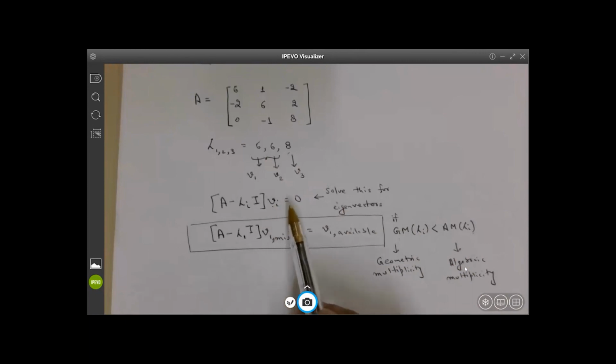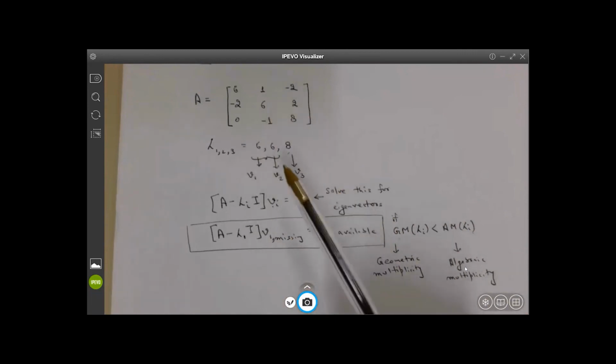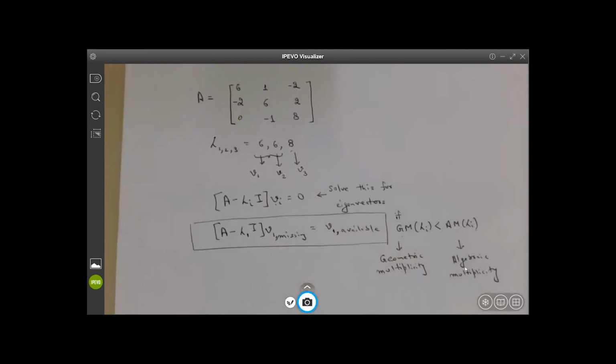If I can extract as many independent eigenvectors as the number of eigenvalues, then geometric multiplicity will be the same as algebraic multiplicity. But for this example, we saw that we only get one independent eigenvector. We cannot get 2. So the geometric multiplicity for 6 is 1, and the algebraic multiplicity is 2. That means one eigenvector is missing, and we use this equation to find that missing eigenvector. Is it making sense so far? Any questions from anyone?